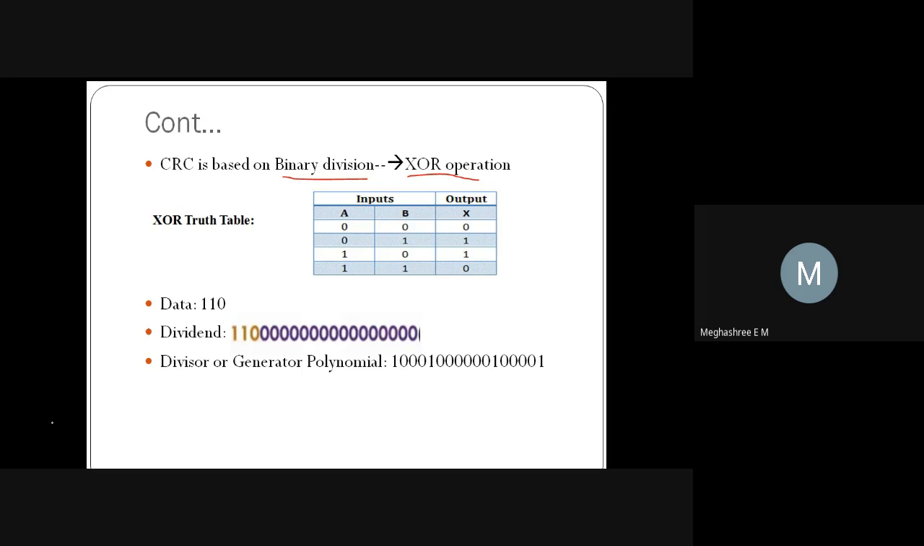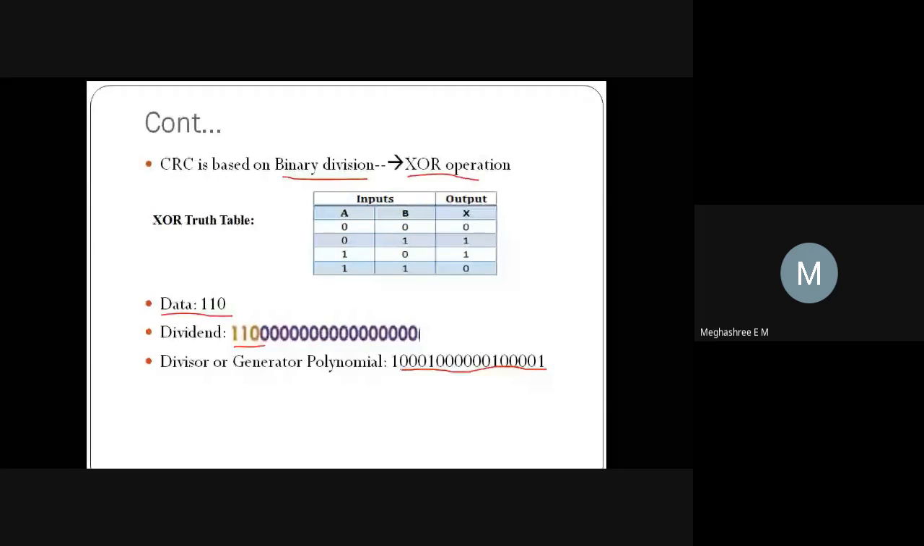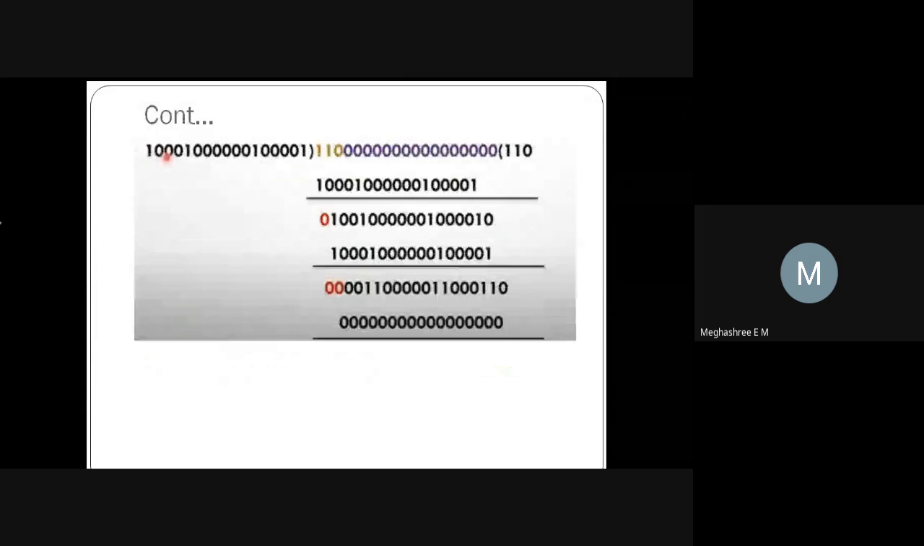Okay, so let's perform the division operation. Initially, let's consider the data is 110, and the dividend is this 110 with 16 zeros appended. The divisor is the generator polynomial that we discussed in the initial slides. Using the divisor, you have to divide this dividend. Let's see. This is the divisor or generator polynomial, and this is the dividend.